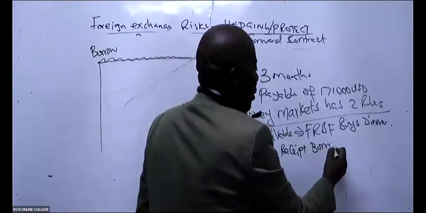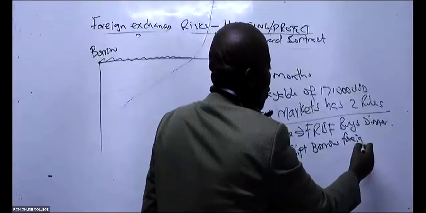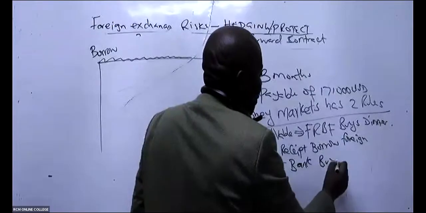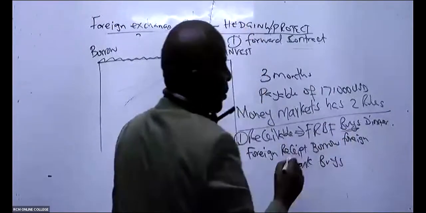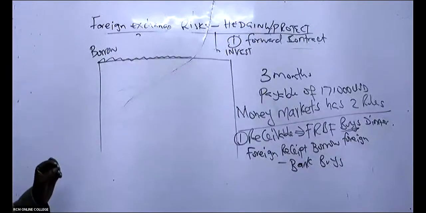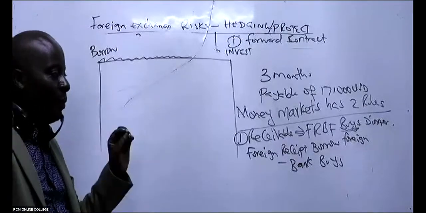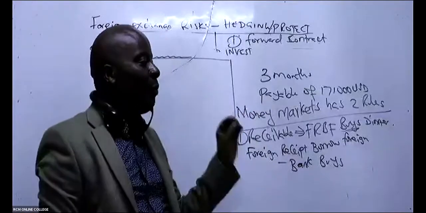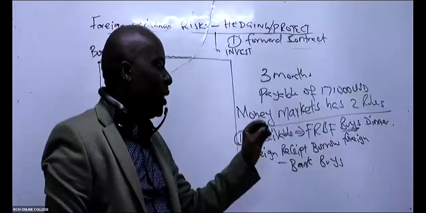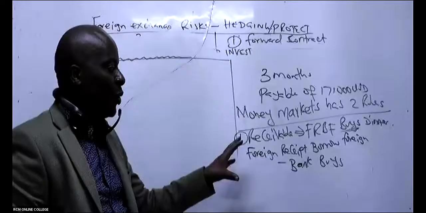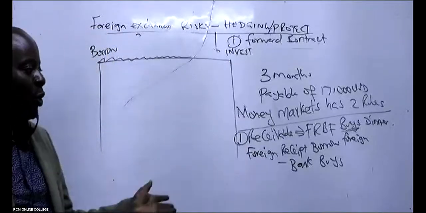You borrow foreign, and the bank buys. So that's a very, very important rule. But if the money in question happens to be, ladies and gentlemen, a receivable question, then I'm going to use the concept of foreign boyfriend buys dinner. It's foreign receipt, borrow foreign, and the bank, of course, will buy.